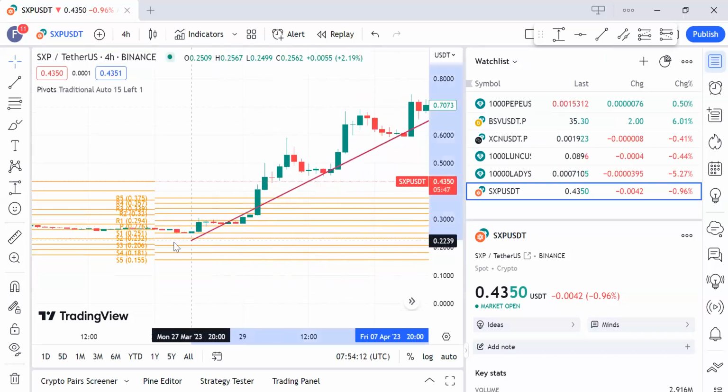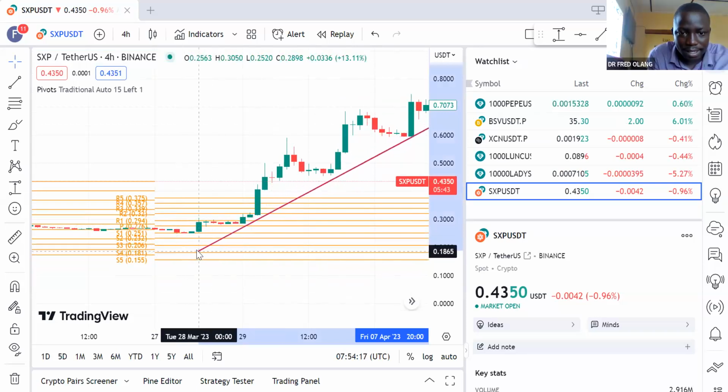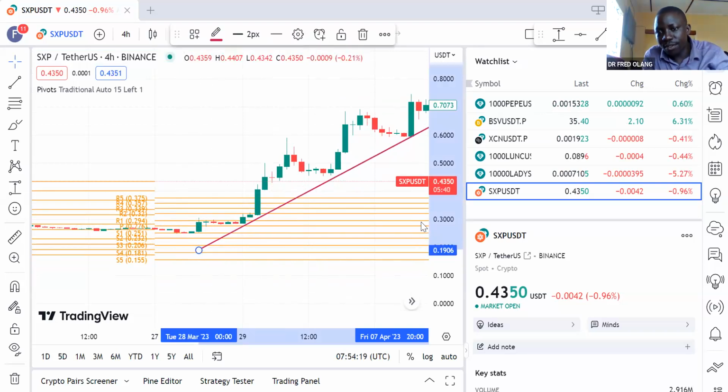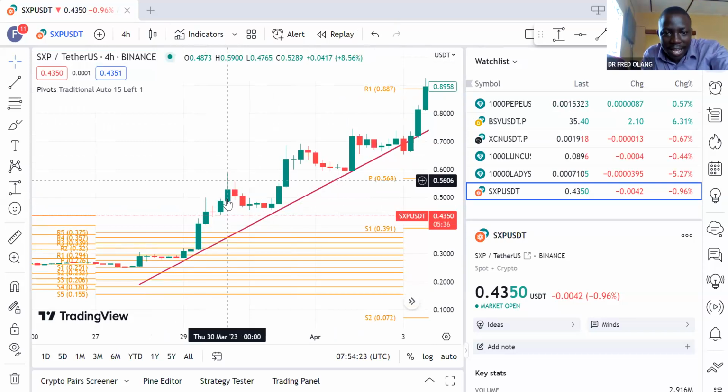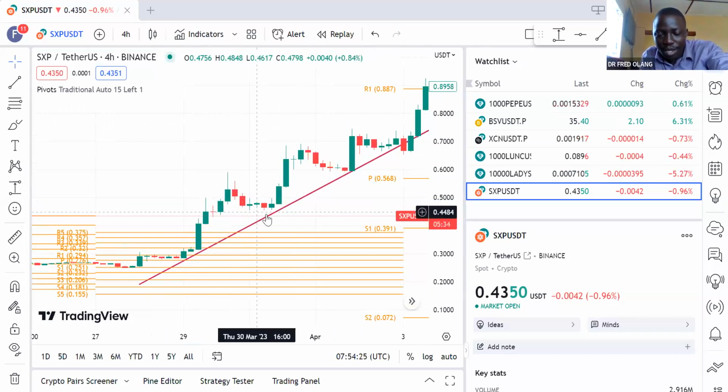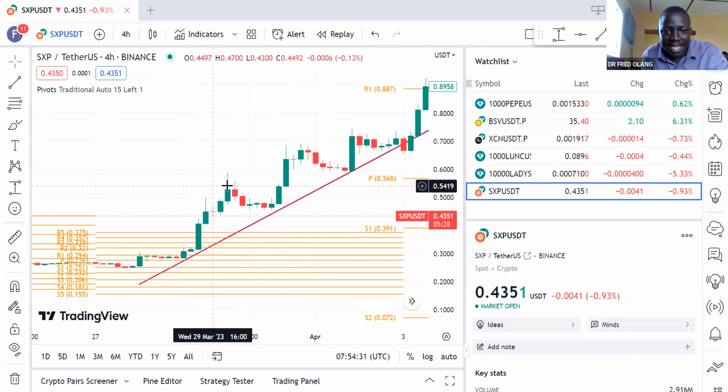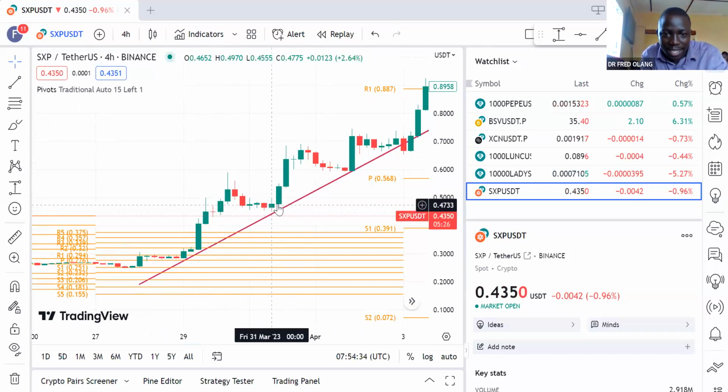Yeah, at this point, you would have drawn a trend line, just like that. Then you just wait until, at this point, it's more likely the market is going to come back. But if it comes back to the trend line, what happens? If you realize that it came back, then on the trend line, it was rejected.